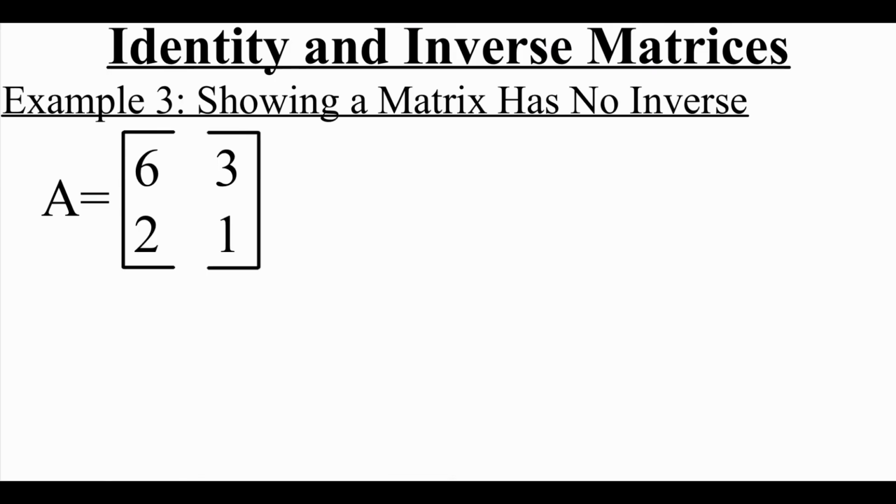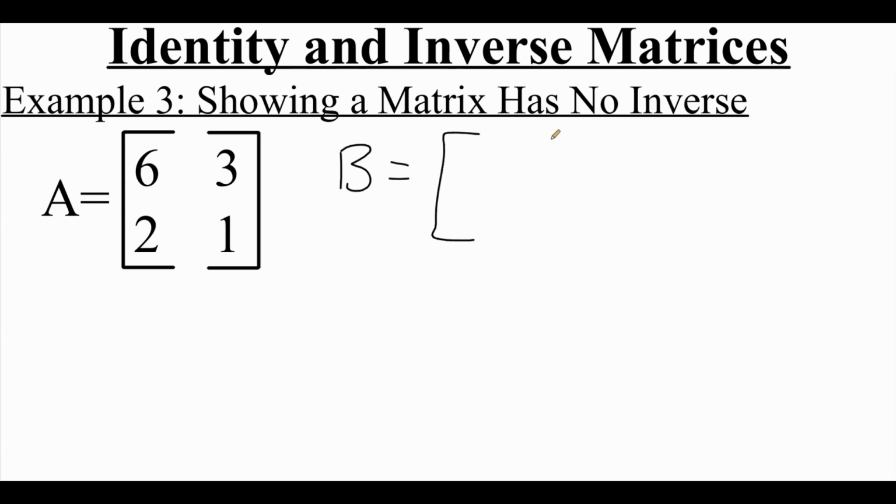So in this last example here, what we're going to do is show that a matrix has no inverse. So here we've got matrix A with entries 6, 3, 2, 1. And we're going to show that this matrix has no inverse. Now, one thing we said was that if we multiply a matrix by another matrix and get an identity matrix as our answer, then we know that those things are inverses of each other. So we're going to try to do that here with matrix A. But I'm going to need to introduce another matrix. So I'm going to call this matrix B.